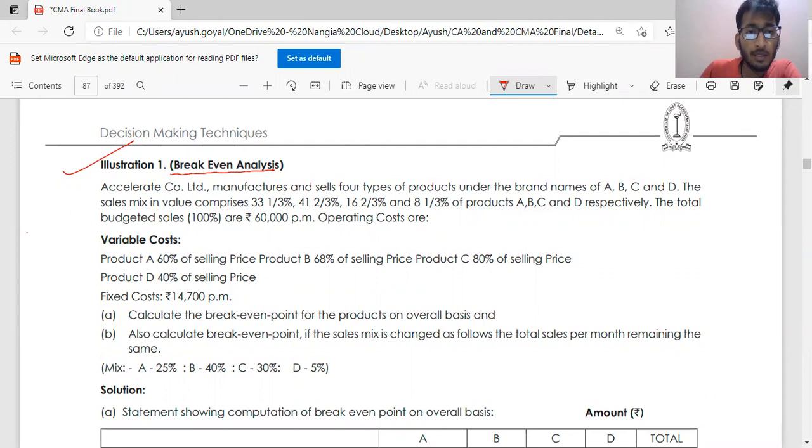Accelerate Company Limited manufactures and sells four types of product under the brand names A, B, C, and D. The sale mix in value comprises 33 1/3, 41 2/3, 16 2/3, and 8 1/3 of products A, B, C, D respectively. The total budgeted sale, 100%, is 60,000 per month, and operating costs are given to us for product A, 60% of selling price, 68%, 80%, and 40% of the selling price. The fixed cost is given to us. Calculate the break even point for the product on overall basis. So it's a very easy question. Let's see this.